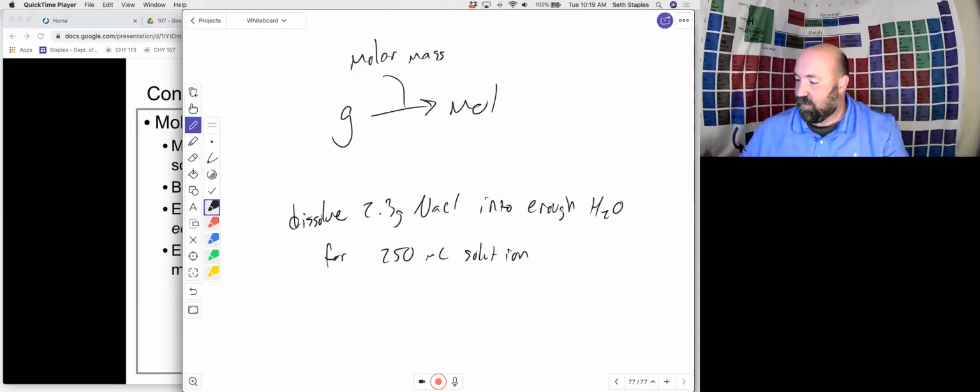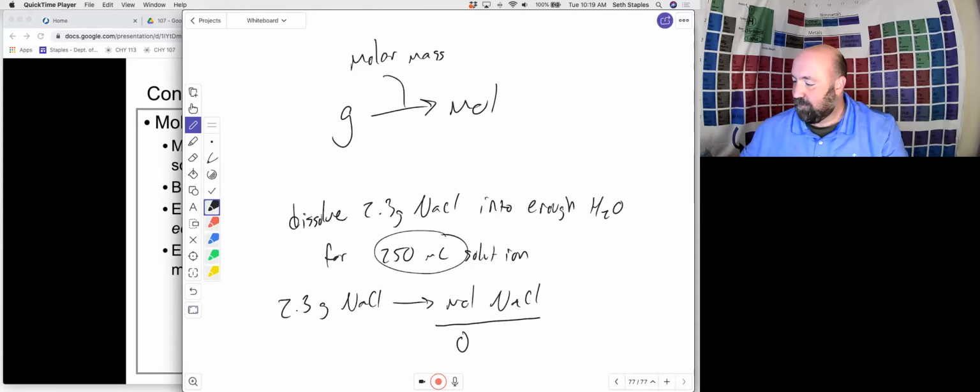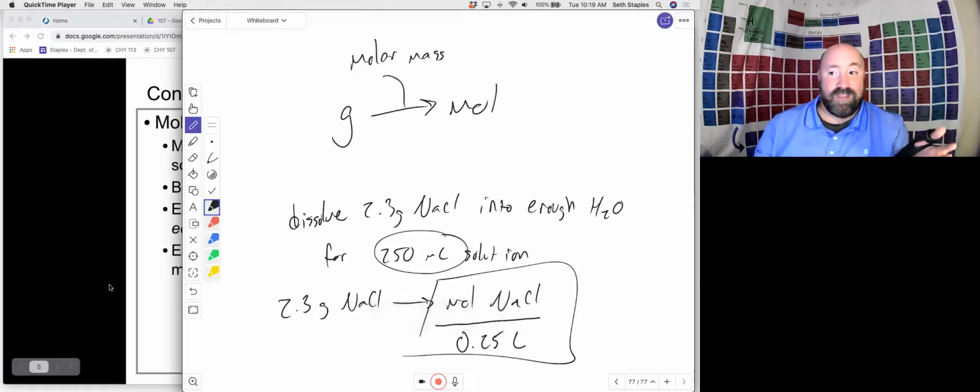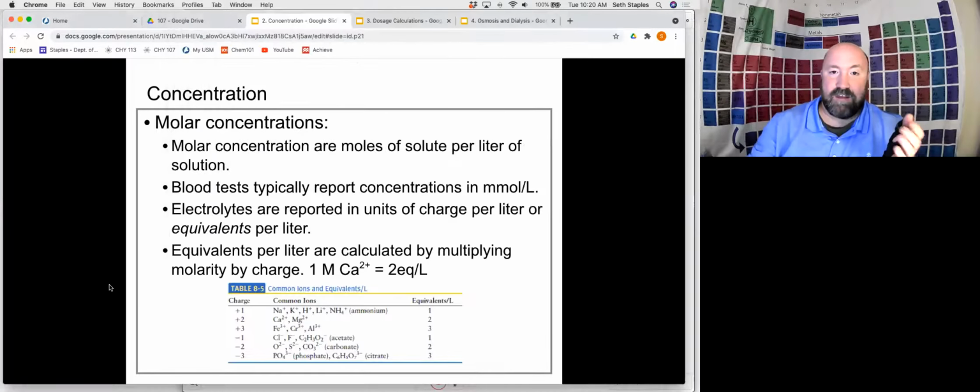The first thing you would have to do is take that 2.3 grams of NaCl and convert it to moles of NaCl. You would then take that number and divide it by the liters. Now this is given as 250 milliliters, so we would have to convert that to 0.25 liters. We do that calculation, and that tells us the molarity of that solution. So it's always the moles divided by the liters to get to our molarity.